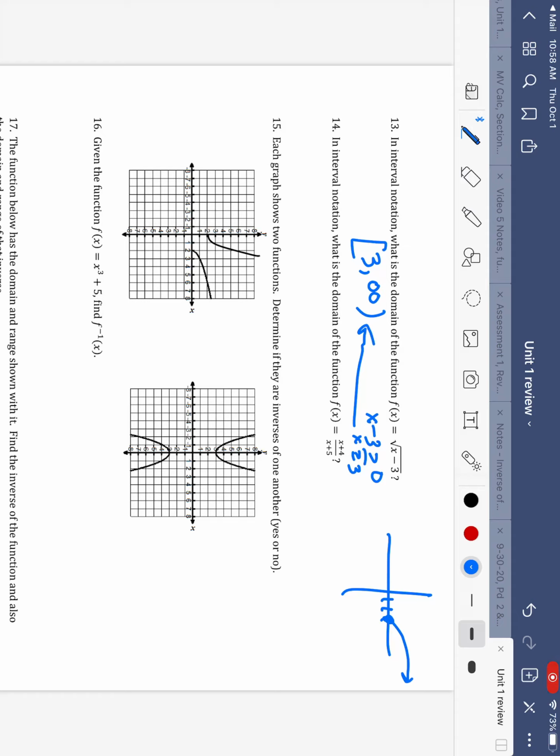Okay. Number 14, what's the domain of this guy? I've been telling you over and over again, when you have a fraction, you have to worry about the denominator never equaling 0. So hopefully in your mind right now, you know that you could never use negative 5. So x can never be negative 5. In interval notation, you would say negative infinity to negative 5, don't include it, or negative 5 to infinity, and don't include the negative 5. That means everything but negative 5.